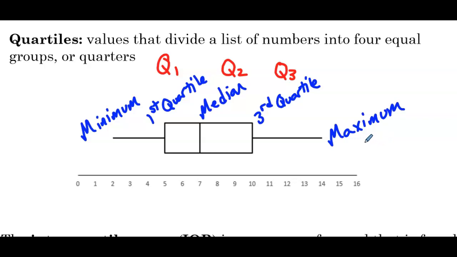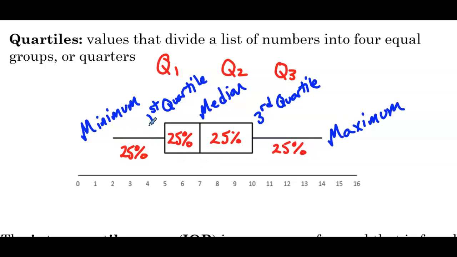Now, if these numbers divide the data set into 4 equal parts, that means that on this part of the box plot, there is 25% of the data. In this part of the box plot, there is 25% of the data. In this part, there's 25%. And on this part, there is 25%. Okay, so each part of the box plot represents 25% of the data, or a quarter of the data.